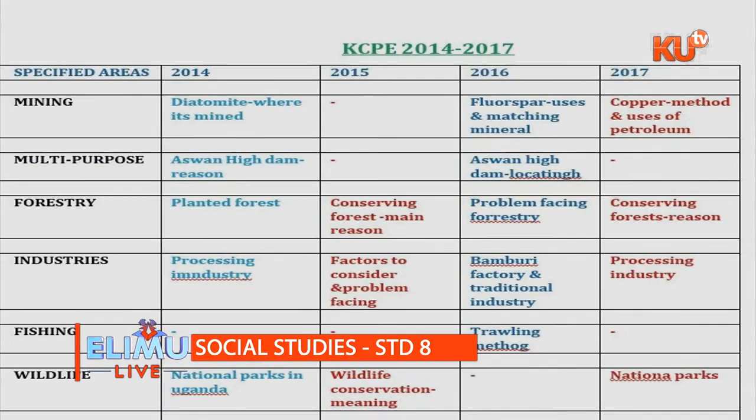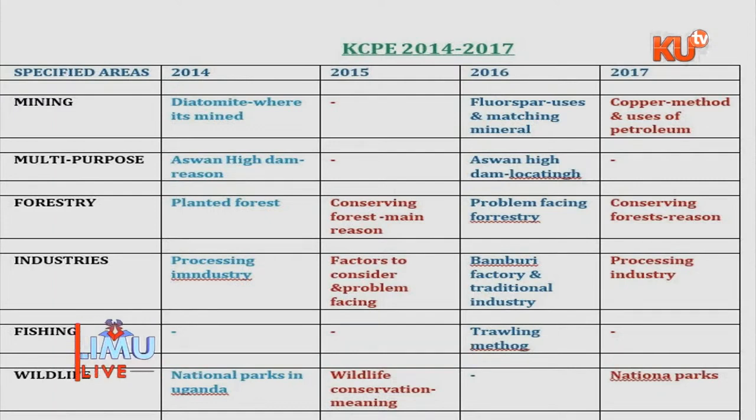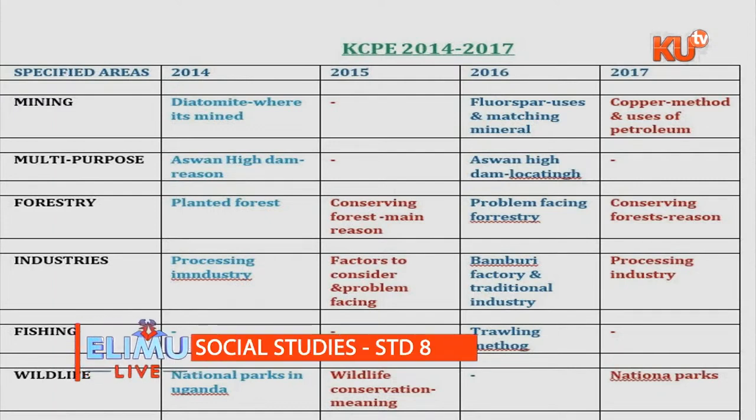fishing was not set. That is in 2014. If you look at 2015, we only had forestry, industries, wildlife, tourism, and transport, and it was asking about first aid and the location of the Great North Road that we have already covered here. So that is very, very important.